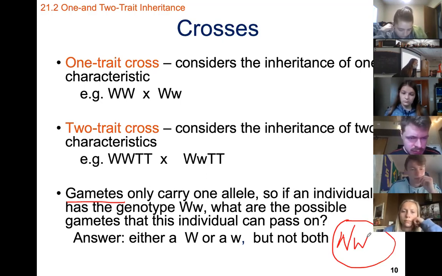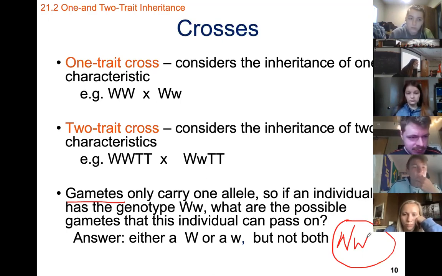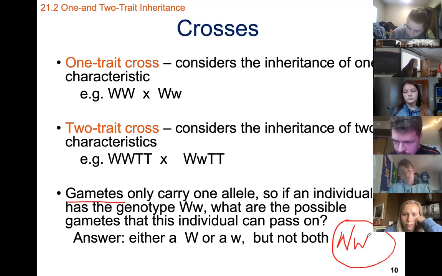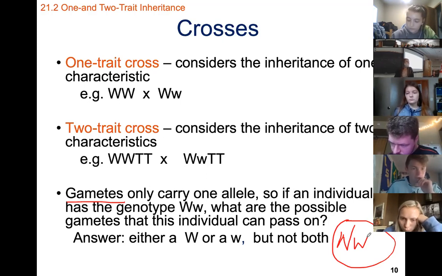Okay, so we've got big W and little w. The alleles that are possible to pass on are both. They could pass on a big W, or they could pass on a little w. So you as an individual at this specific location for this trait, you have the dominant trait, whatever this trait is. Your gametes, or this individual's, doesn't have to be you, have the possibility of passing down a small w, even though you don't show that trait because you carry it. So the answer is big W or little w, but not both.